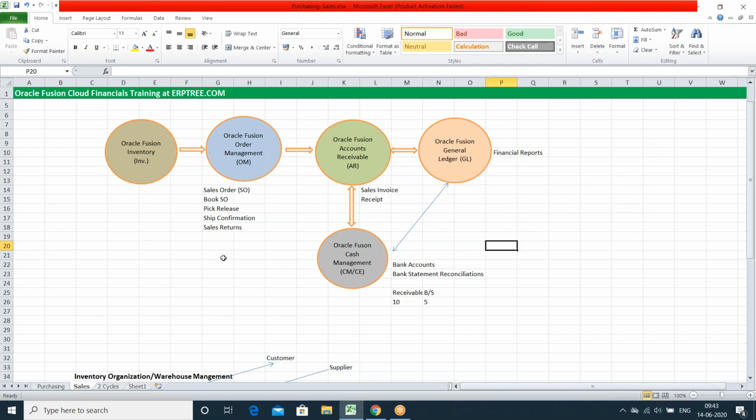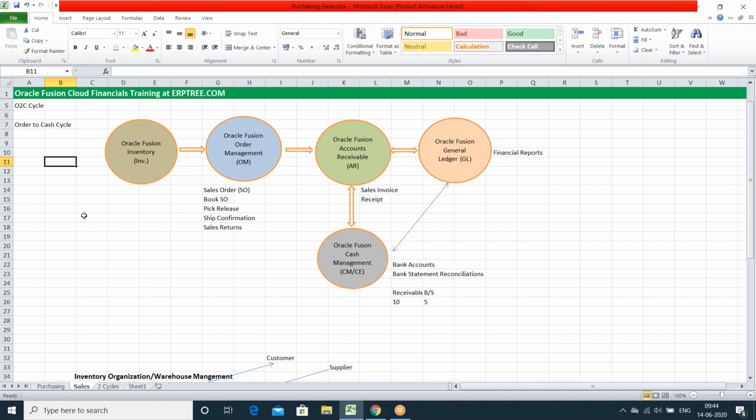Okay, no issues. So this is the point we have to understand. To do these activities, these are the different applications available from Oracle. This is the responsibility of the sales department to handle all those activities. We have Oracle Fusion Order Management, then account receivables, then cash management and the general ledger application for these activities. This process we call the O2C cycle. O2C stands for order to cash. Okay, order to cash cycle.